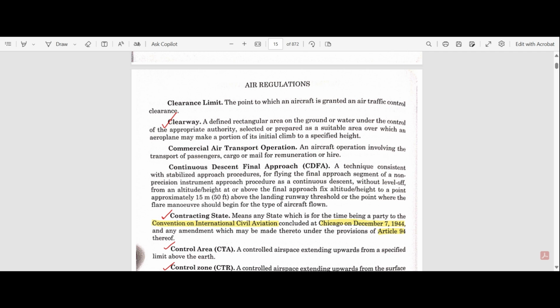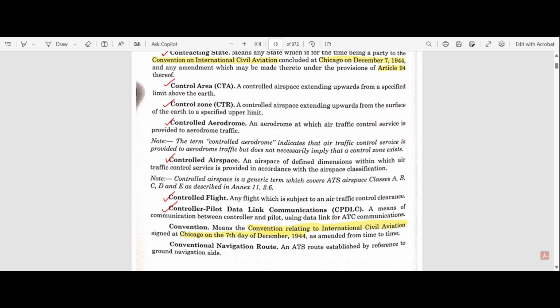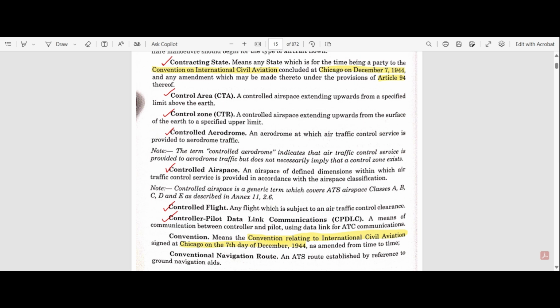Then is contracting state. Okay, so any state which for the time being is a party to the Convention on International Civil Aviation, that is the Chicago Convention, which was concluded on 7th December 1944. It is a member state or a party to this convention, that is known as a contracting state.